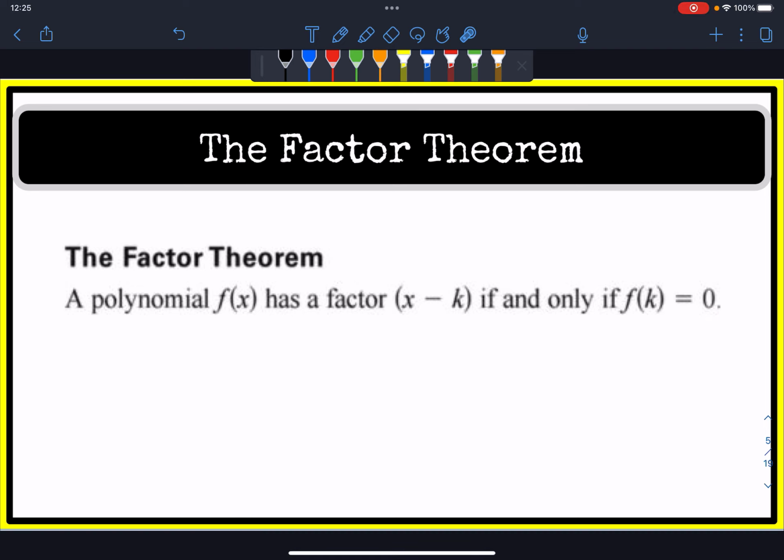So in other words, if I use synthetic substitution and the last number, the remainder, is equal to 0, the value of the function is 0, then that means that x minus k is going to be a factor of the polynomial f of x. But again, this only works if our function is a polynomial. If it's not a polynomial, like if it's a rational function or an exponential function, any other type of function, then this theorem is not going to work. This only applies again to polynomials, just like the remainder theorem only applies to polynomials.